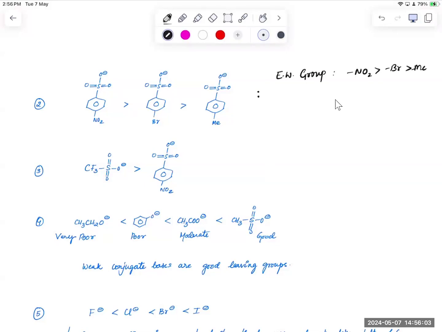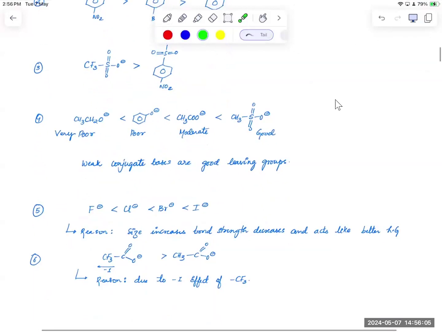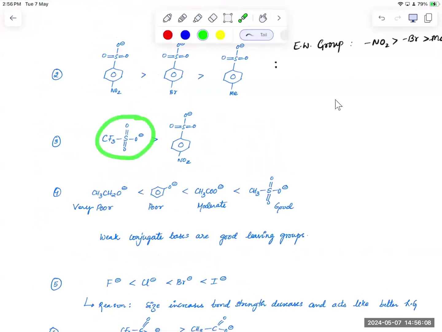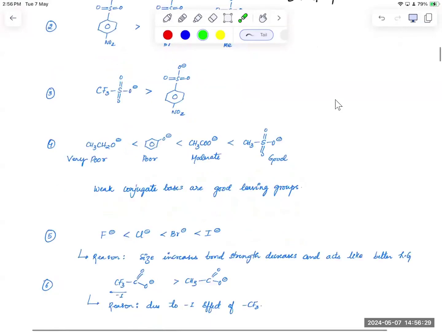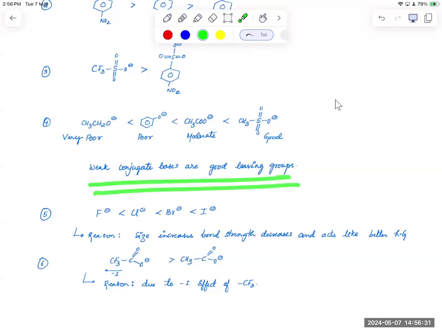Next one, CF3SO3 minus is a very strong withdrawing group compared to the others. If you compare, the poor leaving group here, RO minus, is a very weak leaving group. Compared to this one, this is moderate and this one is an excellent leaving group. So weak conjugate bases are very good leaving groups. They can be removed very easily.